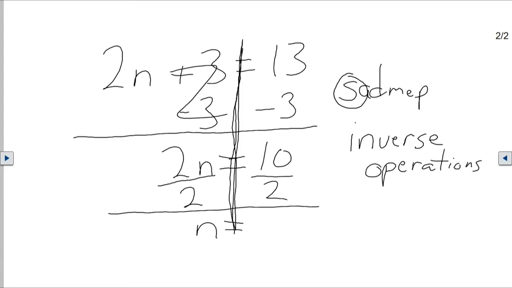And 1 is one of those we call invisible numbers. You don't put 1 in front of a variable. We just assume when there's no number there, it's a 1. 1 is your coefficient. We don't need to put the 1. So 2n divided by 2 is 1n. 10 divided by 2 is 5.